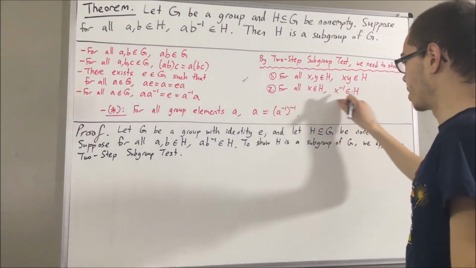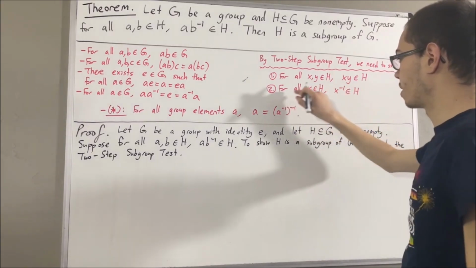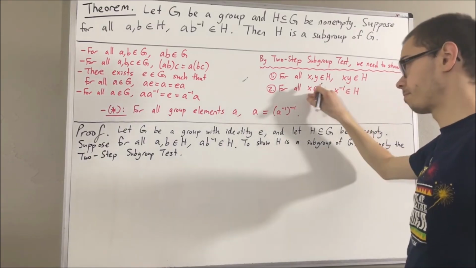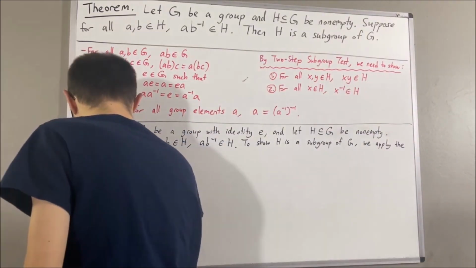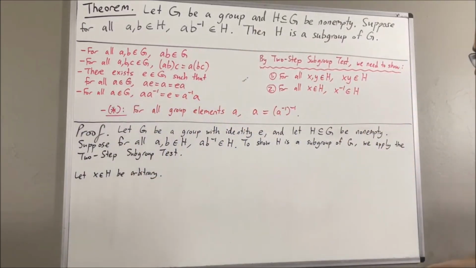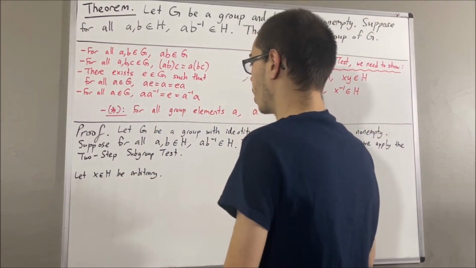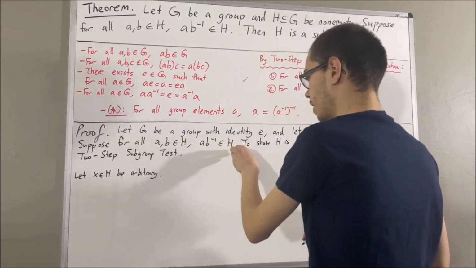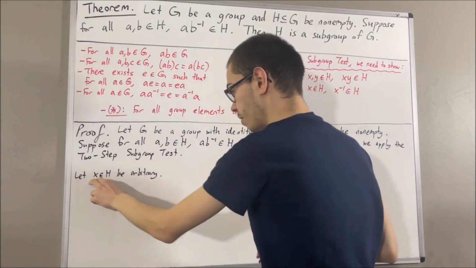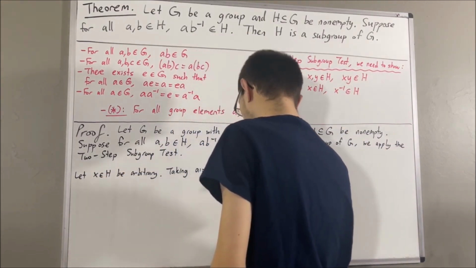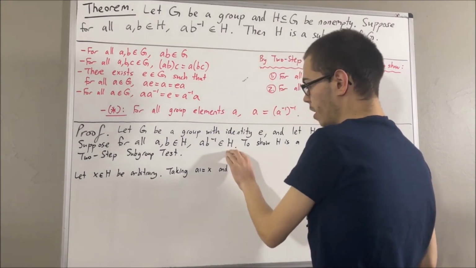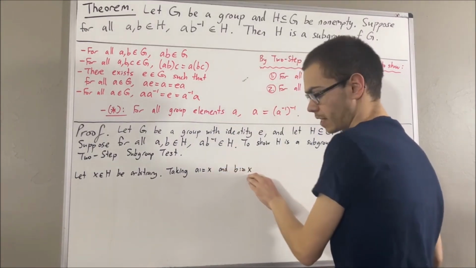So to verify condition 2, since we're trying to prove a statement about every element of H, let's give ourselves an arbitrary element of H, called x. From here, the whole goal is to show that the inverse of x belongs to H. Now, applying our hypothesis, if we take a to be x and we take b to be x, well then a times the inverse of b is an element of H. In other words, x times the inverse of x is an element of H.